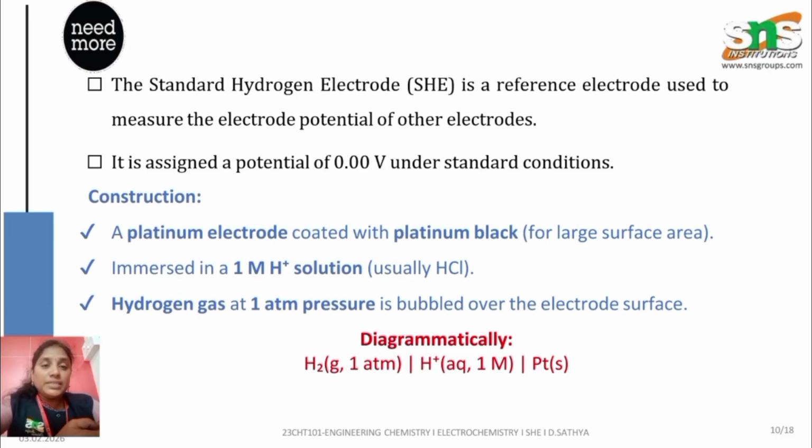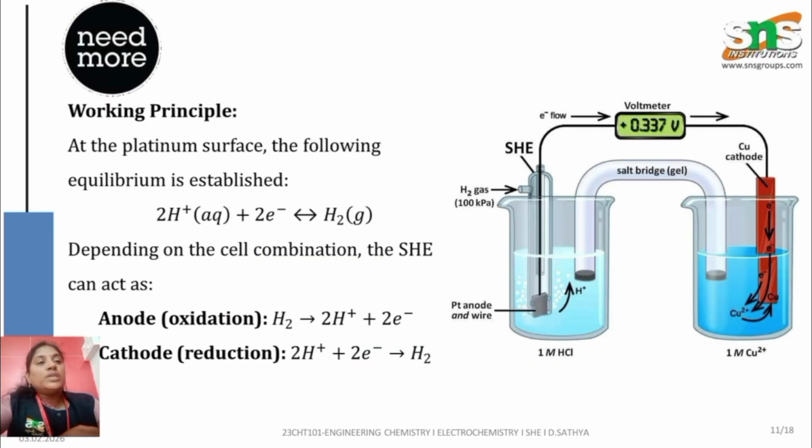This is the basic cell representation of SHE. This is the working principle of SHE. So in this diagram, on the left side we have the SHE. SHE acts as an anode here, and on the right-hand side we have used copper. So the SHE electrode potential is 0. In the copper electrode, there will be a gaining of electrons. So SHE acts as an anode and copper as a cathode.